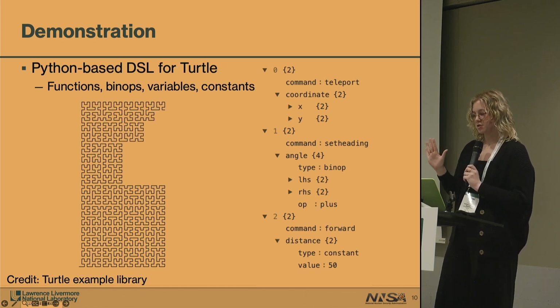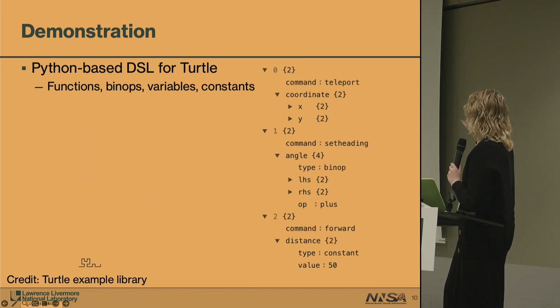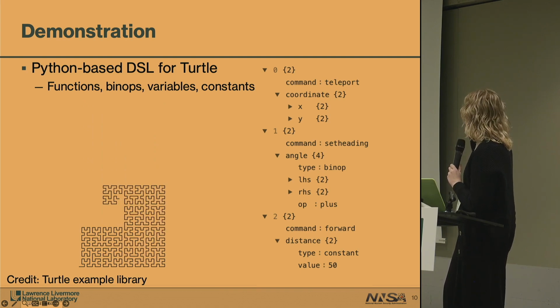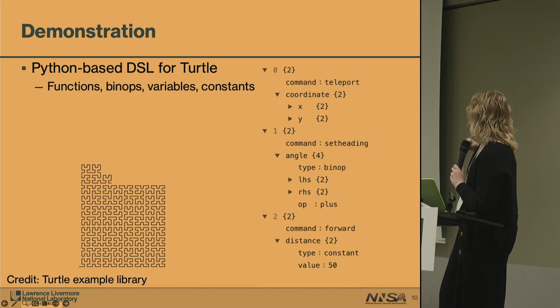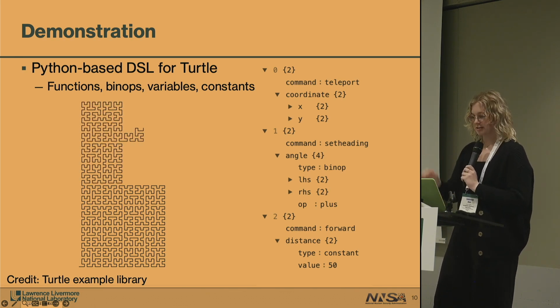And the inputs to our DSL look like this little JSON file on the right. So we have commands to modify the turtle cursor, like teleport, set heading, and go forward. We also have binary operations, variables, and constants, so just a very simple DSL.